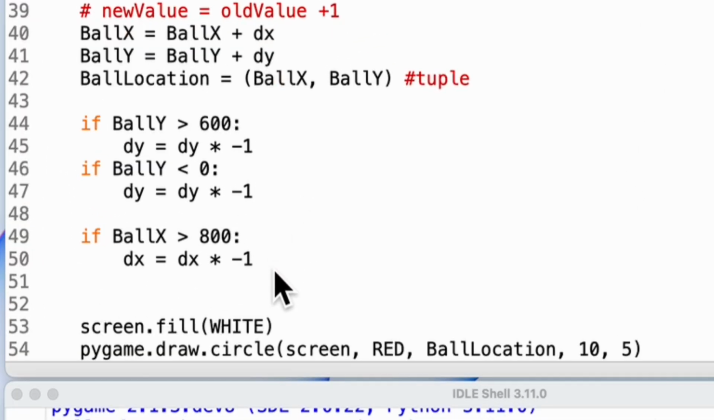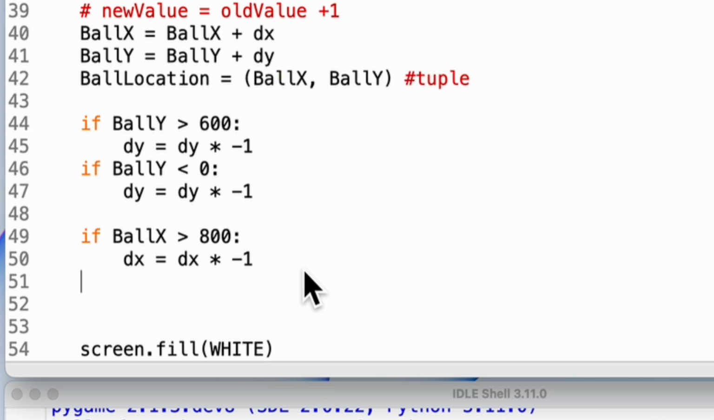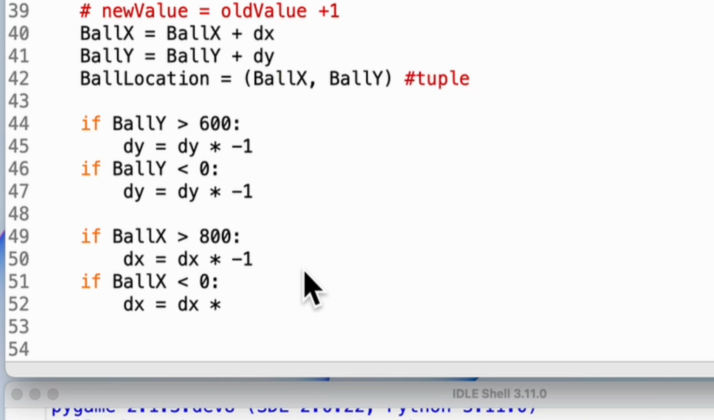And basically, we haven't accounted for the case where ball X is less than 0. So we're going to put this if here. If ball X is less than 0, then, that colon kind of means then, dx equals dx times minus 1.